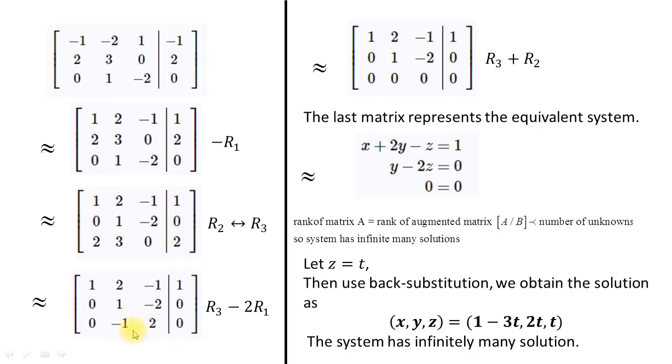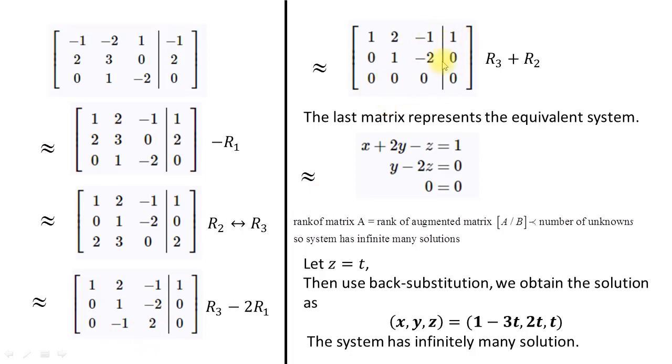Now add this second row to the third row. We obtain 1, 2, minus 1, 1; 0, 1, minus 2, 0; and 0, 0, 1. Why do we perform this operation? Because we need a 1 in this position. So by adding the second row to the third row we obtain 0 0 0.